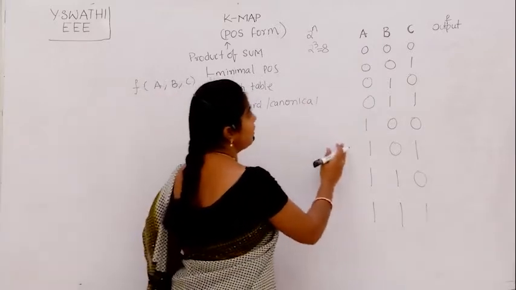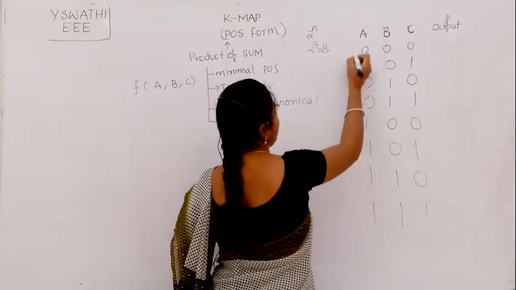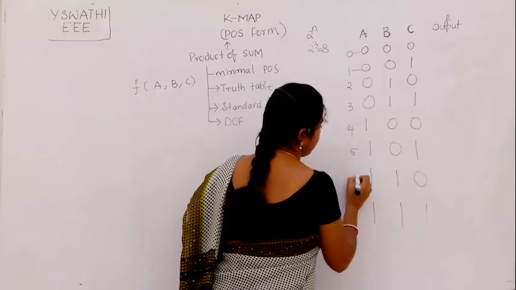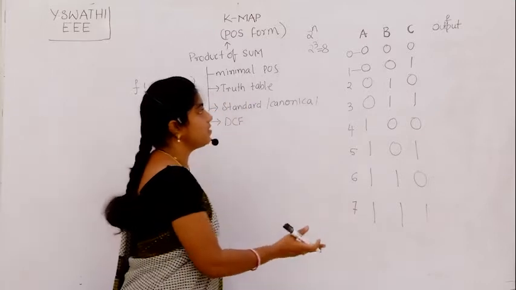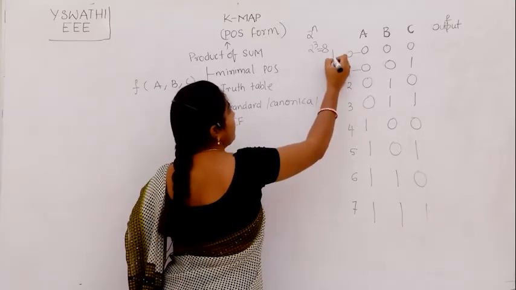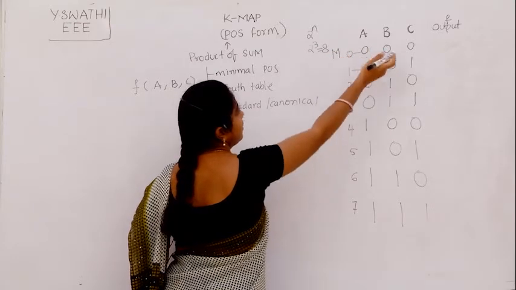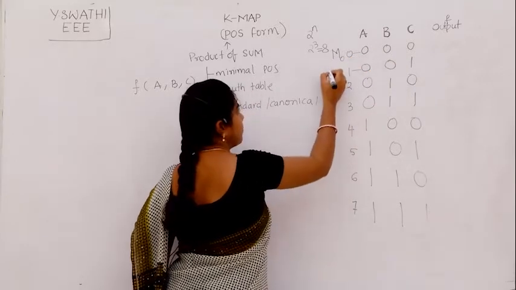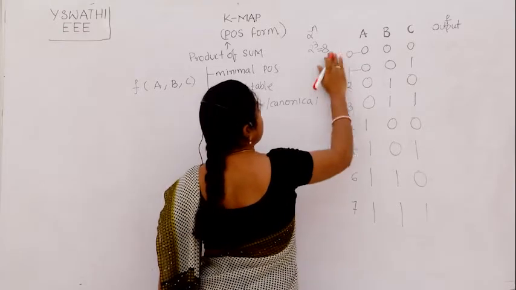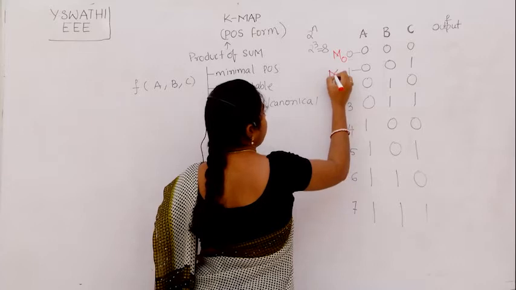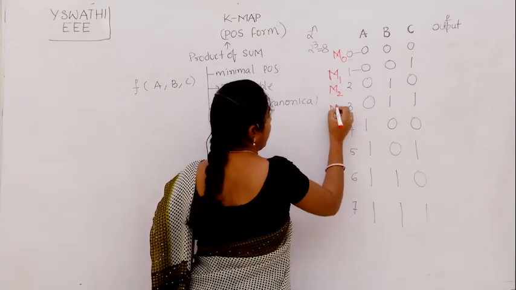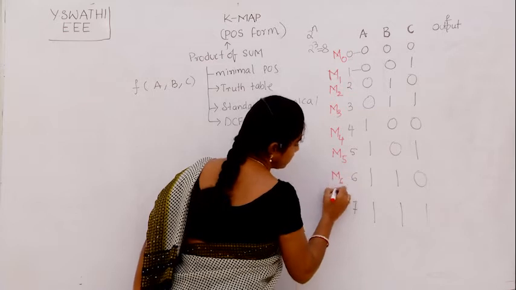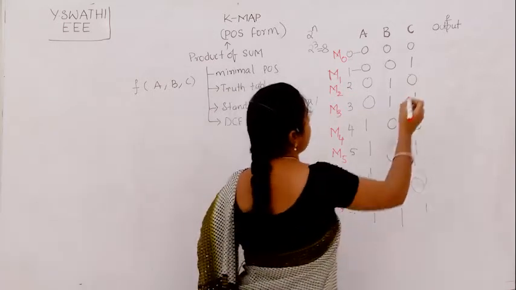Now we'll represent in max term form. So what does it represent in the decimal form? 0 1 2 3 4 5 6 7, and these can be represented in max term form as big M suffix i, where i is the decimal code of the binary equivalent, that is M0, M1, M2, M3, and so on up to M7. And this is my output function.